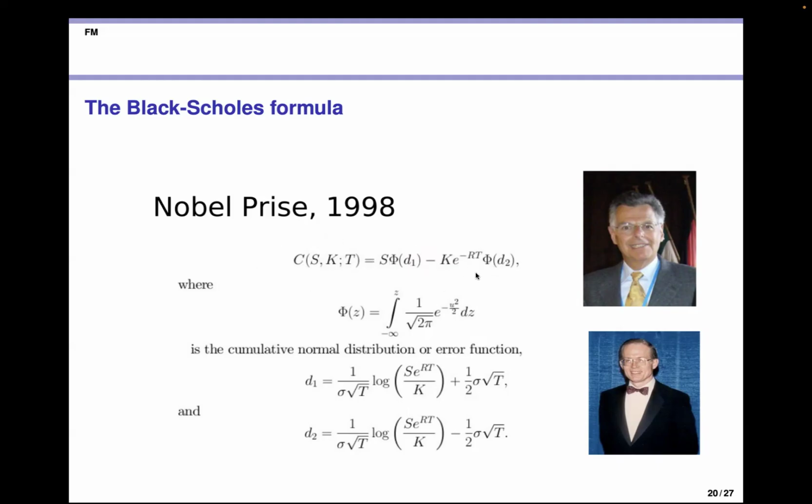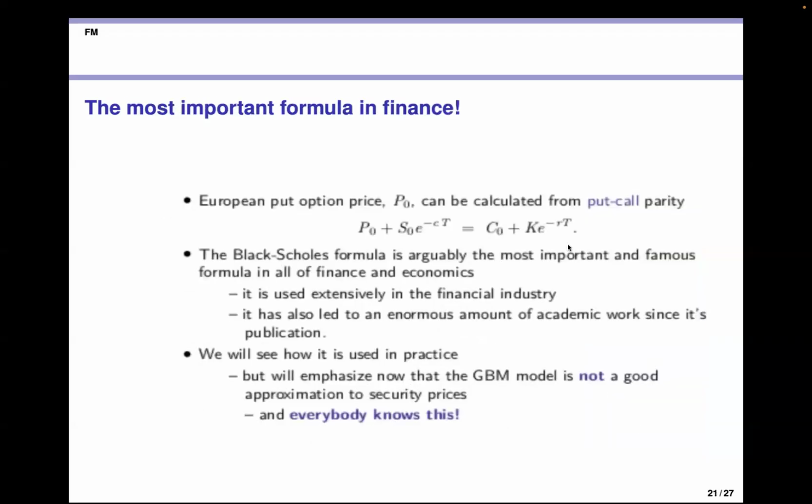It is very simple, where it is like the integral of the normal distribution function, and d1 and d2 we can compute from this. It is Black-Scholes-Merton. After that, it is easy to write put-call parity, and we need to notice that this model, like a stochastic representation, is not a good approximation to security prices. Everybody knows this, but this formula is very useful as a first approximation. And you see that this formula is the most important and famous formula in all of finance and economics.